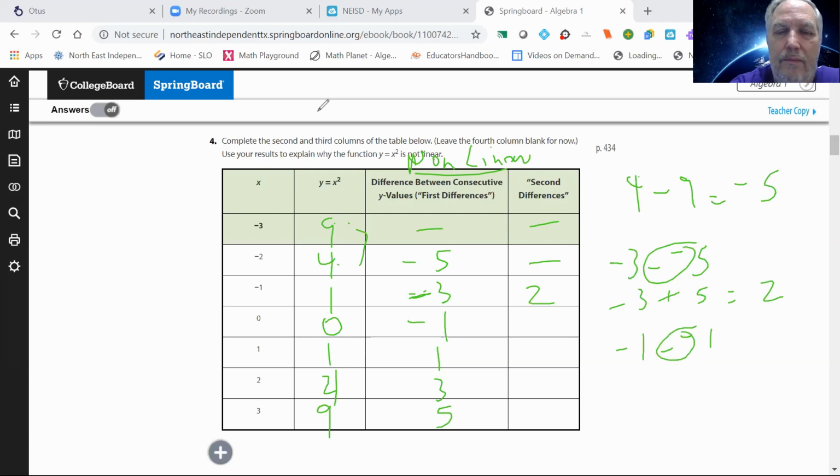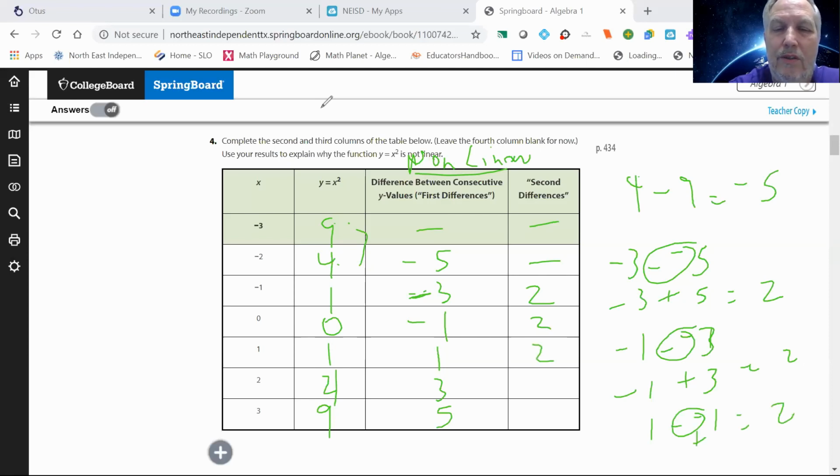We have our negative 1 minus a negative 3. And so that's going to be a plus. So it's negative 1 plus 3, and that's going to be equal to 2. Then 1 minus a negative 1, and of course, that's a plus. It becomes 1 plus 1, which is 2.